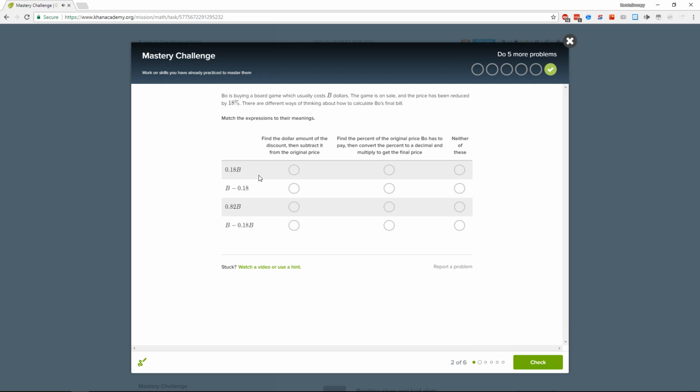Bo is buying a board game, which costs B. Games on sale, reduced by 18%. Dollar amount of the discount subtracted from the original price. Find the percent of the original price Bo has to pay. Then convert the percent. Convert the percent to a decimal and multiply to get the final price.